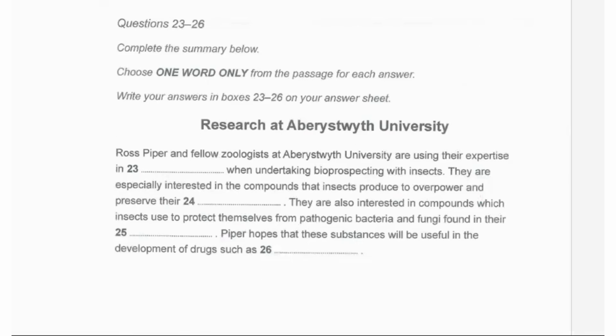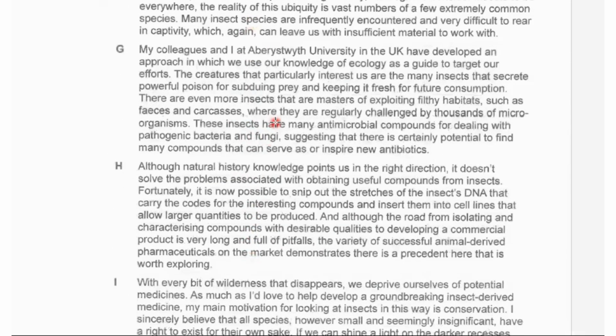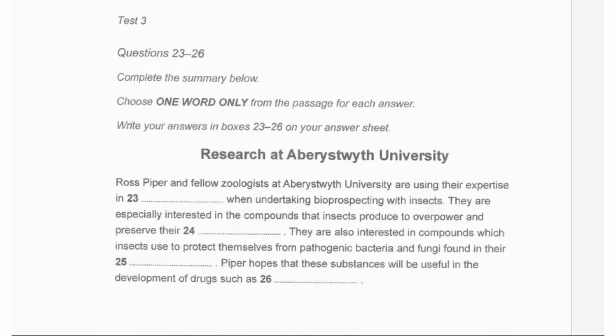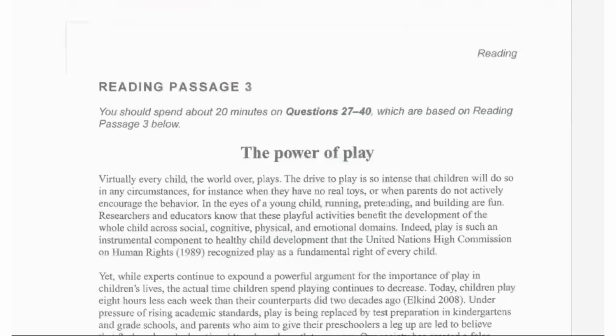Number 26, Piper hopes that these substances will be useful in the development of drugs such as antibiotics. That's it. May serve or inspire new antibiotics. Development of drugs such as antibiotics. Number 26 is going to be antibiotics. Okay, so ladies and gentlemen, I've finished all the gap filling questions here.